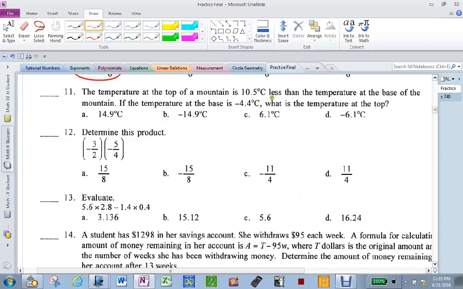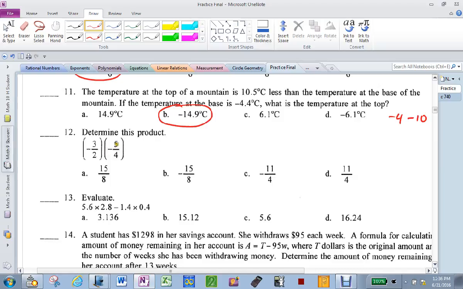No texting in class. So, the temperature at the top of the mountain is 10.5 less than the temperature at the base of the mountain. If the temperature at the base of the mountain is negative 4, what's the temperature at the top? So it's going to be negative 4, and it's going to be lower. So is that plus or minus? Minus. Minus 10 more. What's negative 4 minus 10? Negative 14. Which of these is close to negative 14? Negative 14.9. So it's B. Again, you don't even need to do the work. That's subtraction. I know that, James.